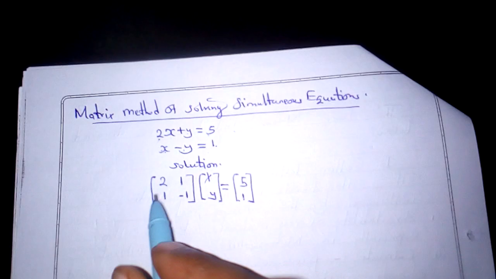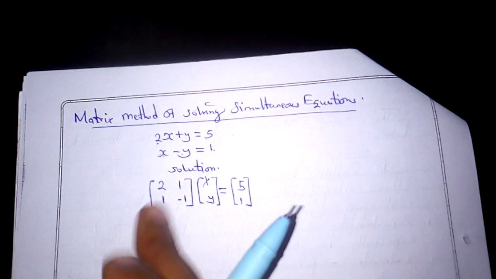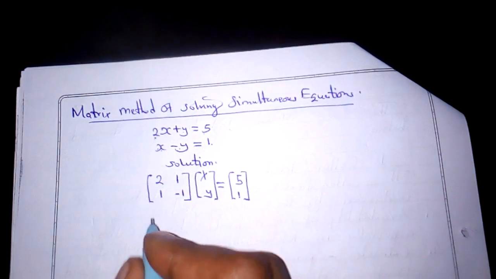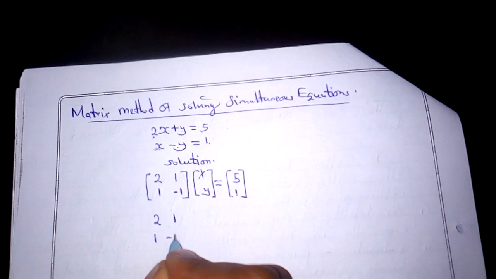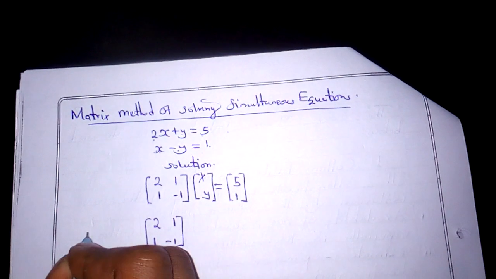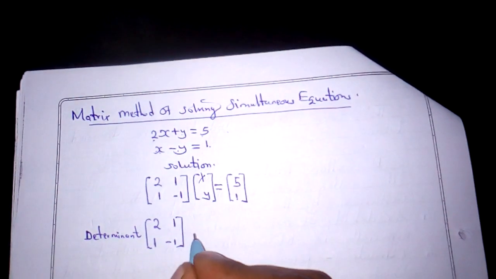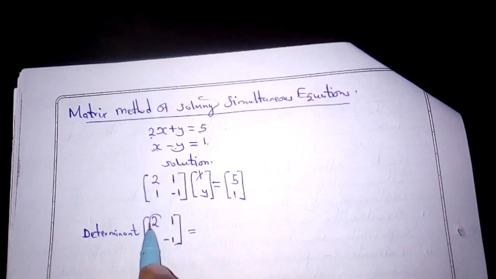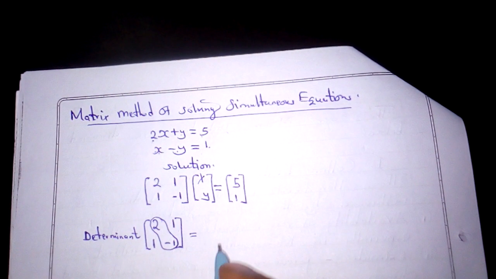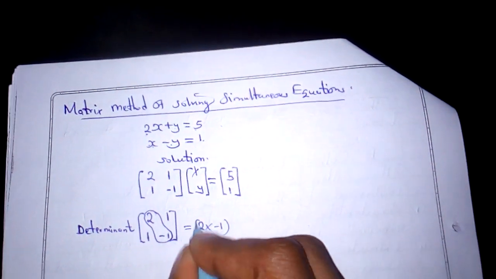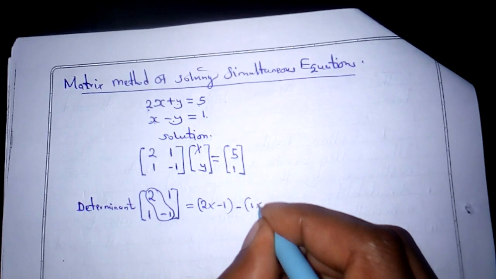Step number 2, you find the determinant. So we are going to get the determinant of this part, that is 2, 1, 1, negative 1. So we're going to multiply the leading diagonal. This is called the leading diagonal. Then the other diagonal we subtract. So you say 2 times negative 1 minus 1 multiplied by 1.